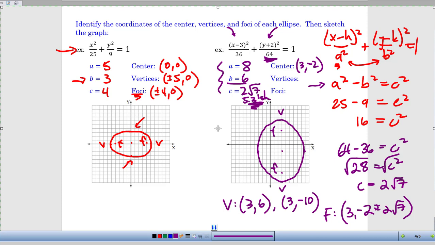So that's an ellipse that's not centered at the origin. We can see that with the h and k, and we've got this non-integer value for one of our a, b, or c's, in this case c. So that's the way that we would handle that.